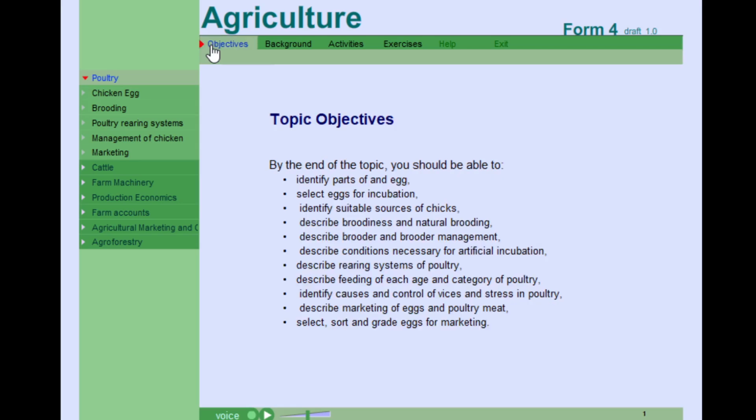By the end of the lesson, you should be able to identify parts of an egg, select eggs for incubation, identify suitable sources of chicks, describe broodiness and natural brooding, describe brooder and brooder management, describe conditions necessary for artificial incubation, describe rearing systems of poultry, describe feeding of each age and category of poultry, identify causes and control of vices and stress in poultry, describe marketing of eggs and poultry meat, select, sort, and grade eggs for marketing.